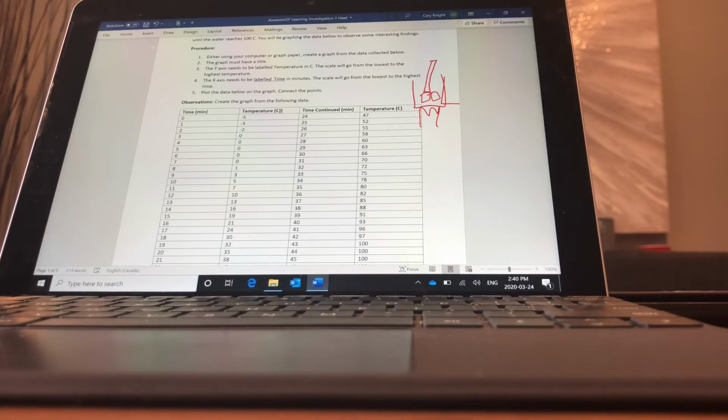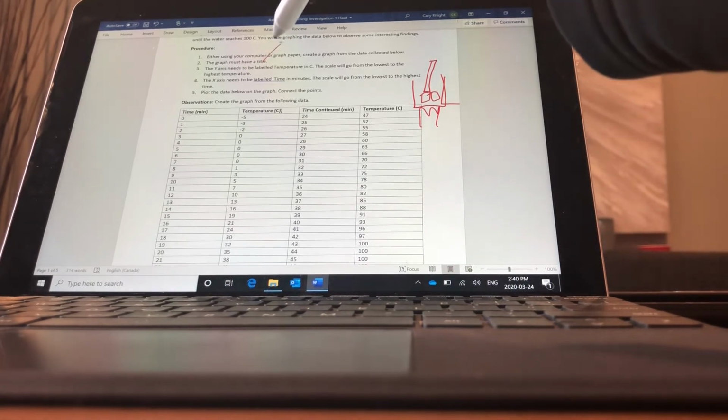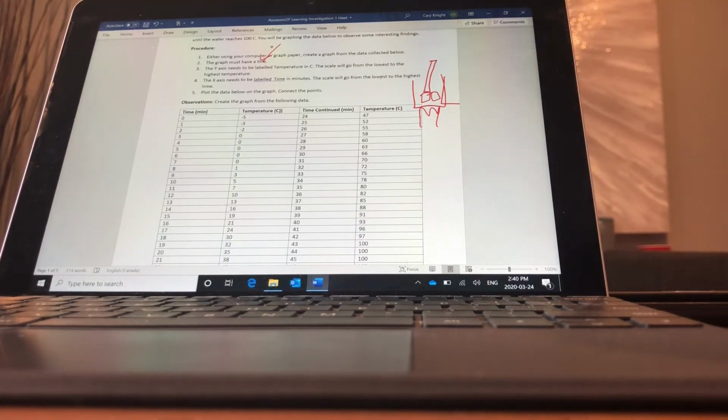Or you can just do graph paper, and then if you do that, you can just take a picture of your graph and send it to me that way as well. Either one's fine with me. All right, make sure your graph has a title. That's very important. The y-axis and the x-axis.